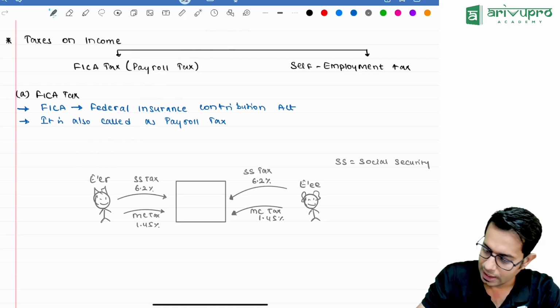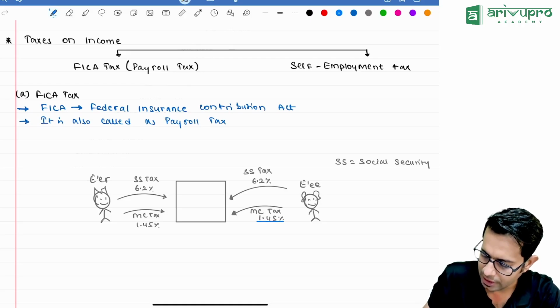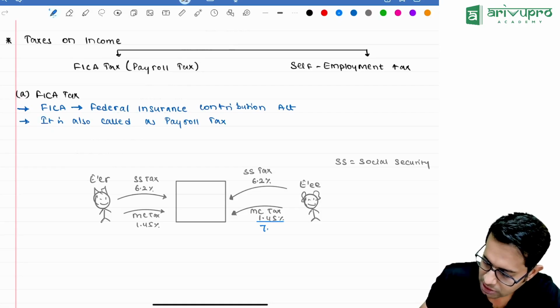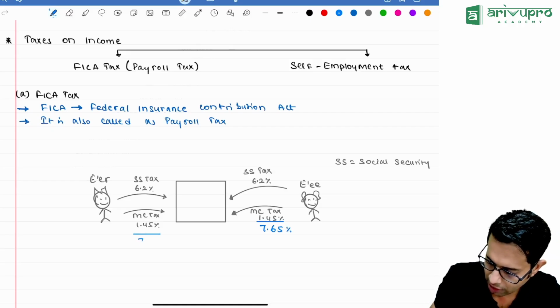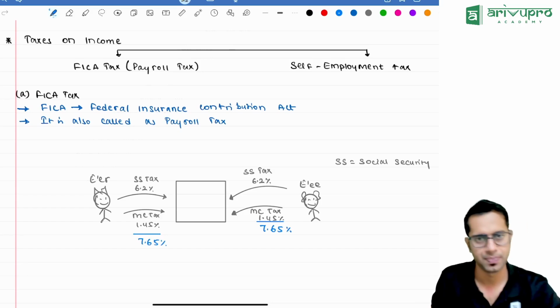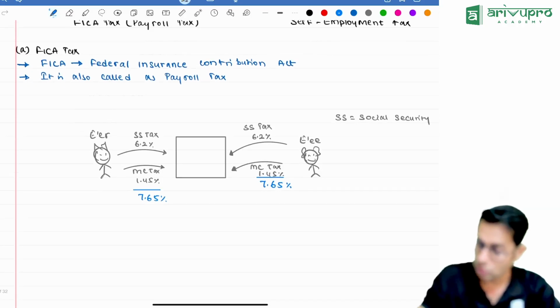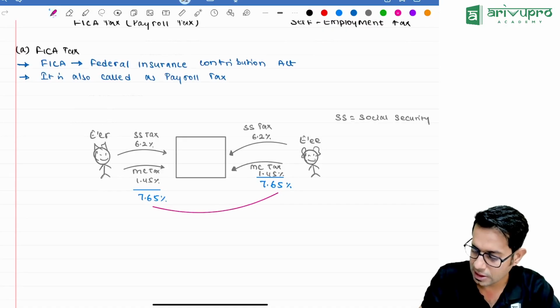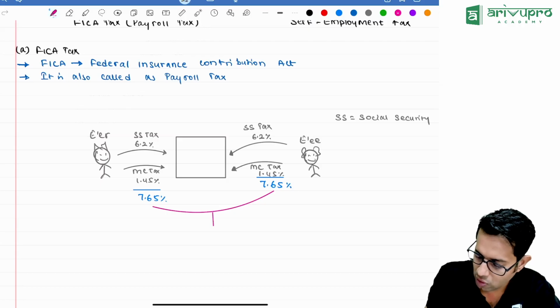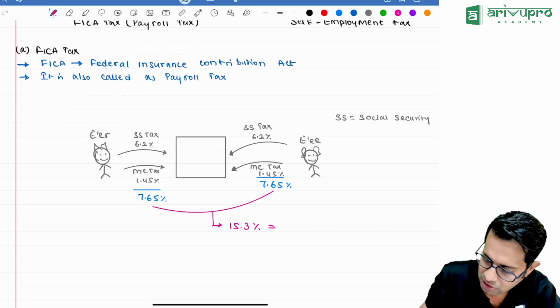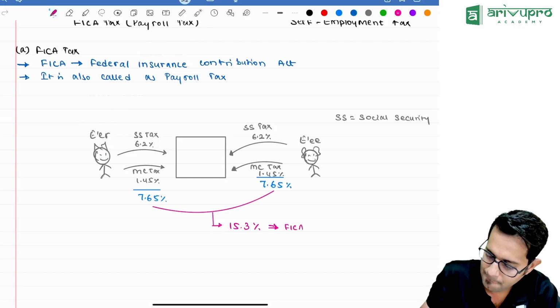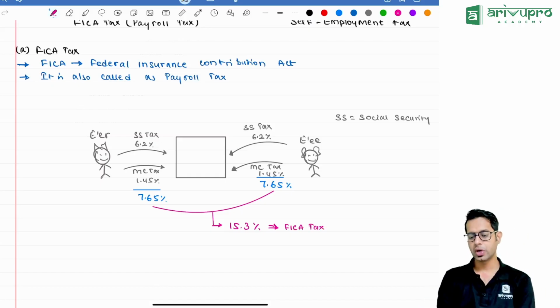So what will happen over here, sir? The total contribution which is going to be made by you will be 7.65%. The same amount of contribution I will also have to make, 7.65%. Now this is the total amount which is going to go to whom, sir? This is the total amount which is going to go to the government. 15.3% is going to go to the government. This 15.3% is called your payroll tax or FICA tax.